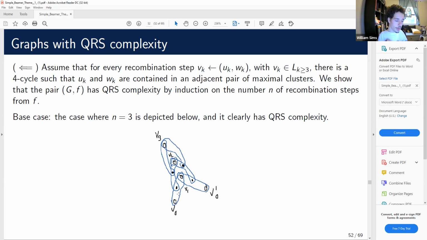The next one, we're going to have this cluster and this cluster, and then here's our next base pair. We add an edge between them. That's tree decomposable because we can perform the recombination step that adds this cluster and this cluster. Okay, and so on and so forth. It's easy to see anything like this is going to have QRS complexity. All the extreme graphs are going to be tree decomposable. Okay, so that's the base case.